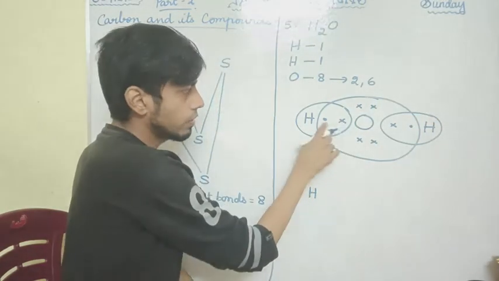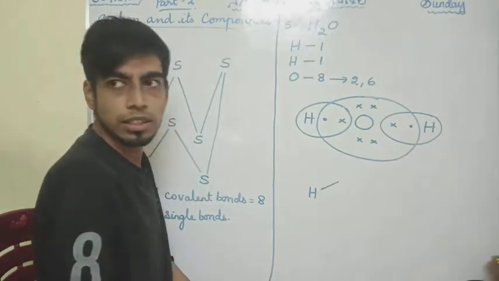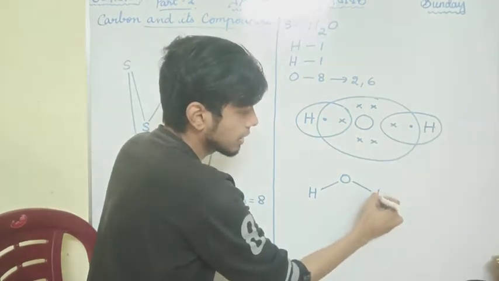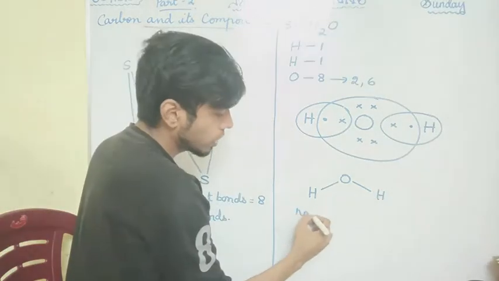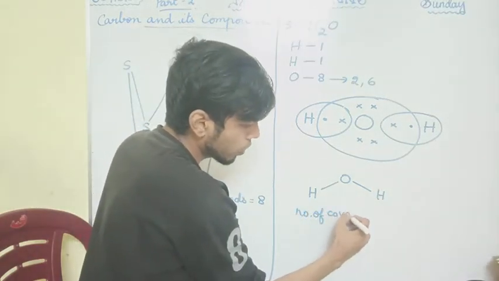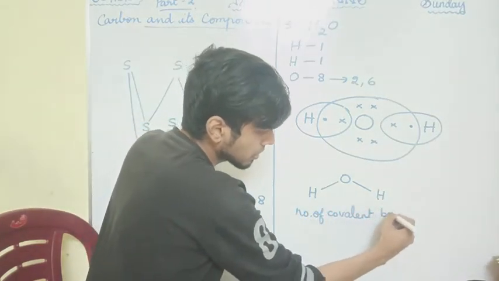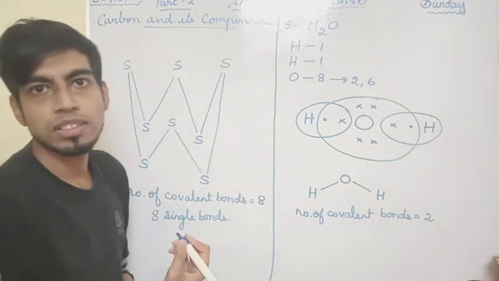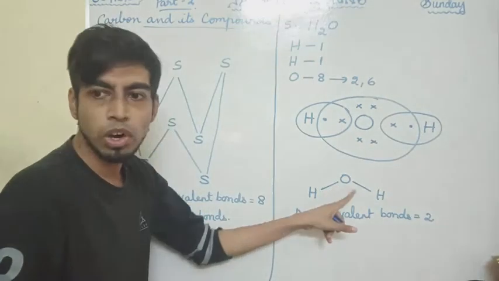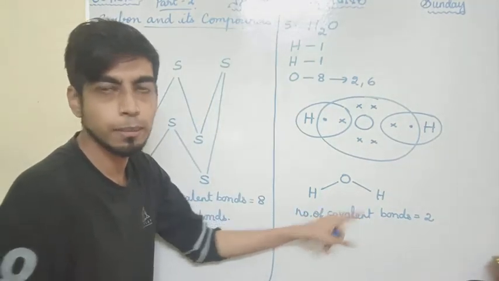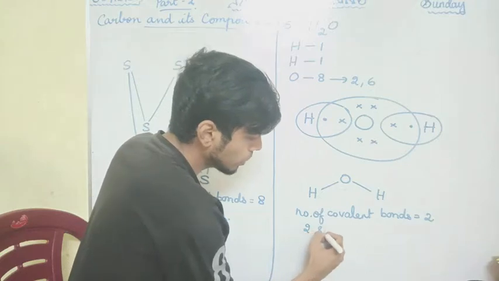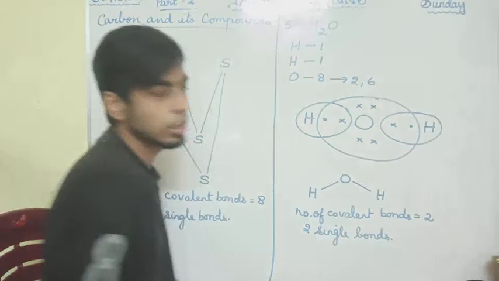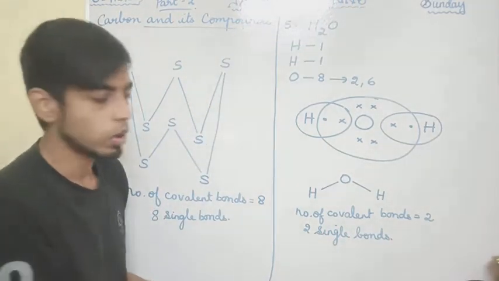Okay, so hydrogen. These 2 electrons will form one bond. Okay, oxygen is there and these 2 electrons will form another bond. So how many covalent bonds are there? So number of covalent bonds is 2. 2 covalent bonds are there, and this is a single bond and this is also a single bond. So there are 2 single bonds in water.